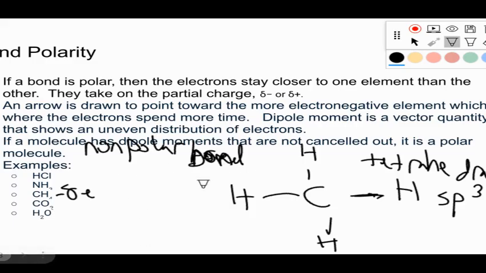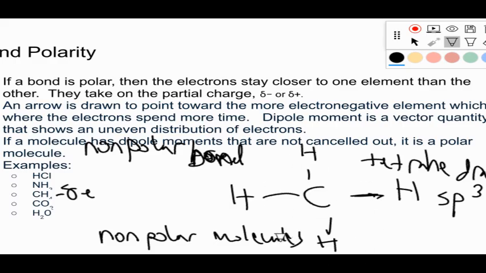So in this, nothing is pulling. None of these are unfairly sharing the electrons, and it has 4 regions off of it. Tetrahedral is considered a nonpolar shape because they're going to be pulling equally off of it, but in this one it's a nonpolar bond, so it is going to be a nonpolar molecule. The shape is symmetrical, and the bonds are nonpolar.